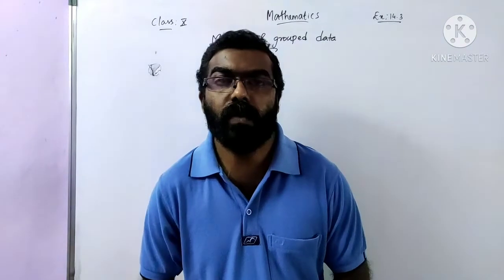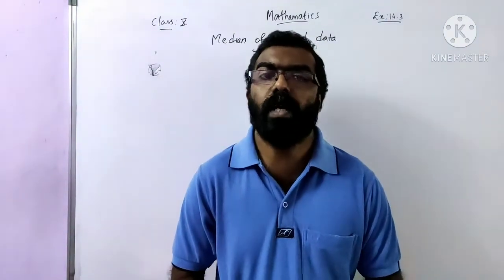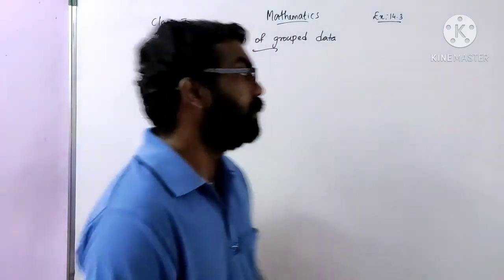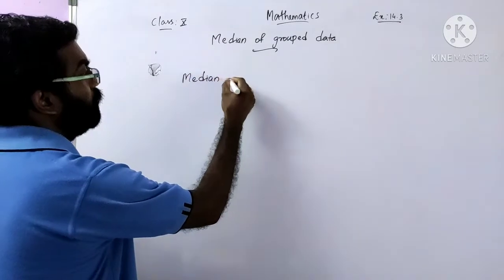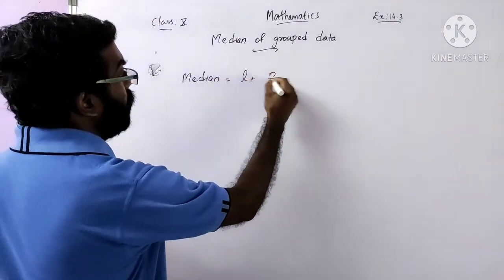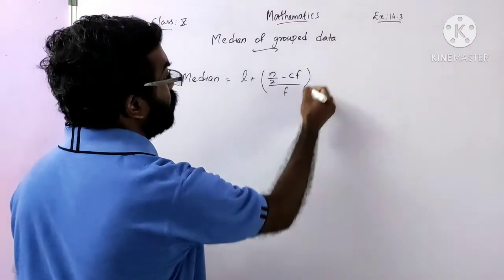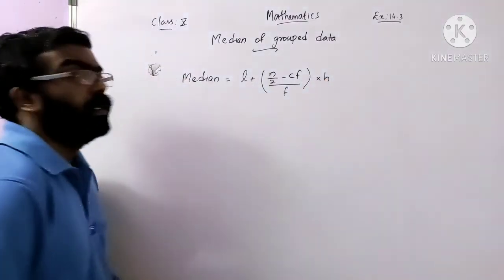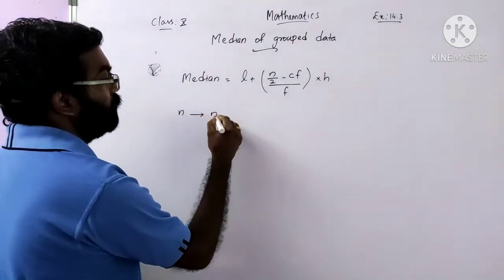In this class we are going to discuss median of grouped data. There is a formula to find median of grouped data. Median is equal to L plus n by 2 minus Cf divided by F into H, where n is the number of observations.